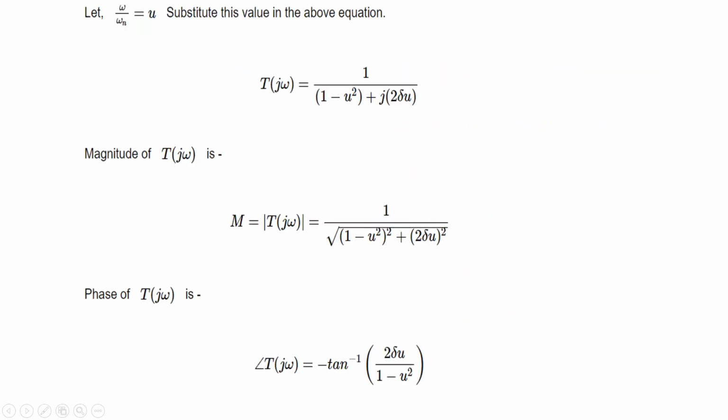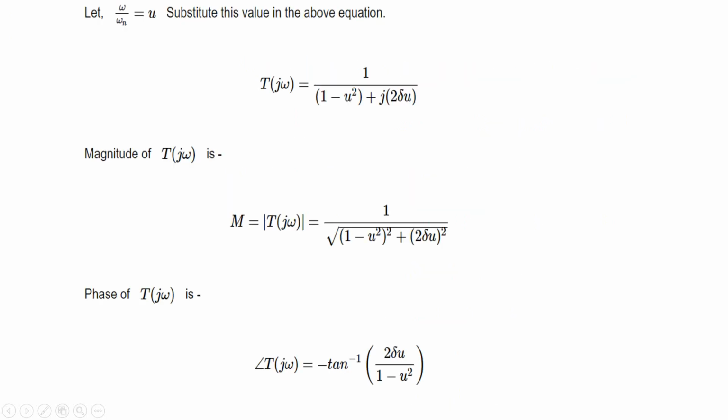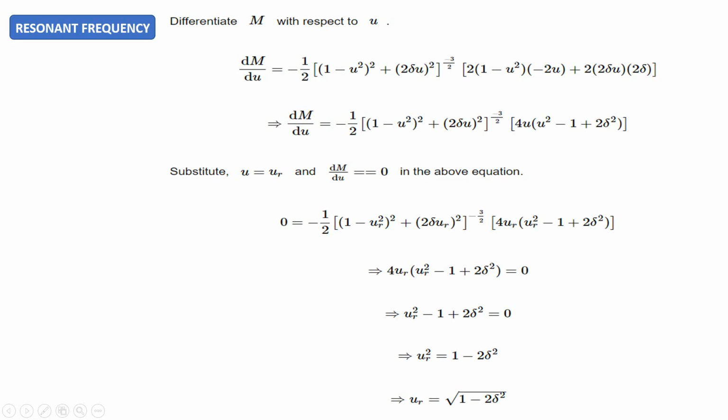Differentiating the magnitude response with respect to the normalized frequency u, we have 1 by x to the power something, which is x to the power minus n. If we differentiate that, we have minus n into x to the power n minus 1 as our answer. So we have minus half, and the term in the denominator is raised to the power of minus half minus 1, which gives us the minus 3 by 2 term.